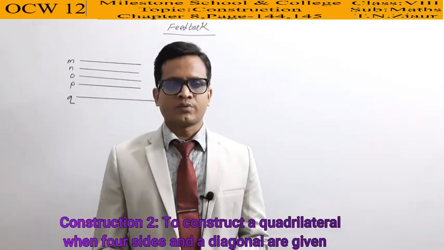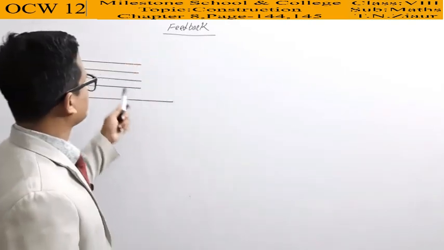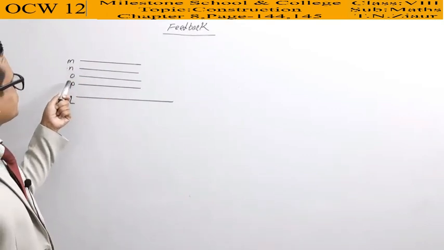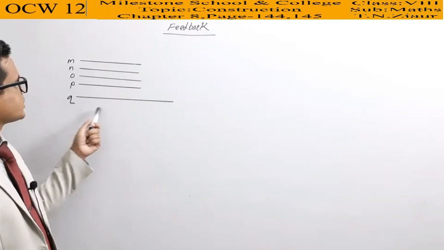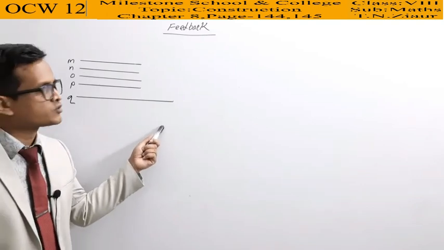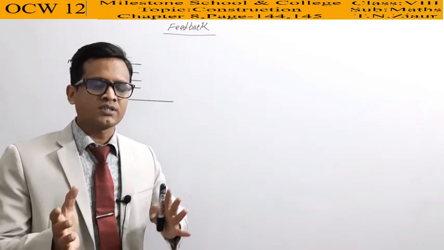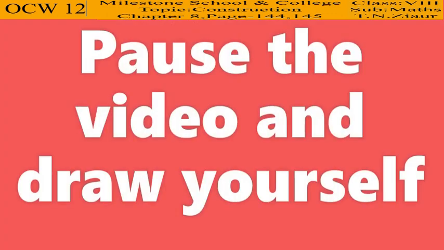Okay, now it is time to feedback. Now you have to draw the quadrilateral by requirement. This one, that is M, N, O, P. These are the sides, and Q is a diagonal. Okay, students. Now we have to draw. So how to draw this one? Now everyone draw and send to your subject teachers.